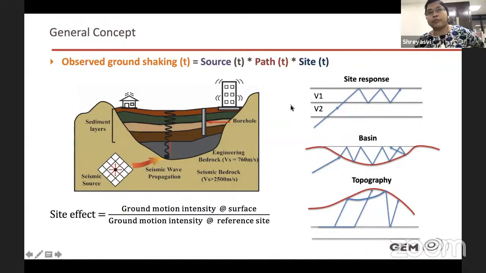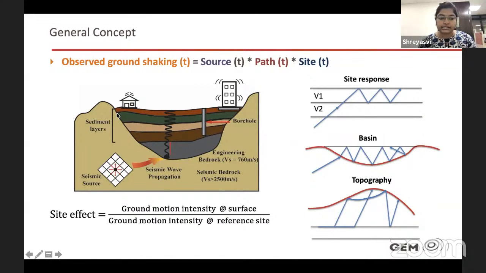So the type of site response also depends on the geometrical structure in a site. If we consider just the center of this site, which will look like the one on the extreme right corner, the top figure of the right corner, it's just composed of layers with different shear wave velocities, and this is how the wave tends to propagate through the layers, and it eventually reaches the surface.